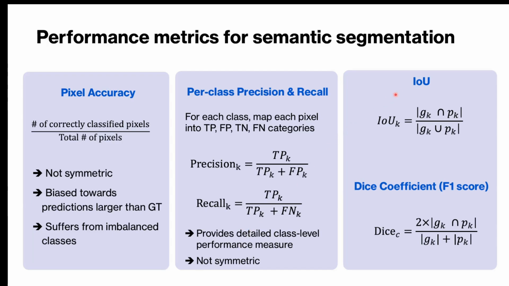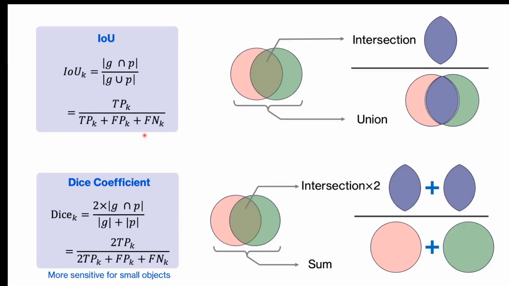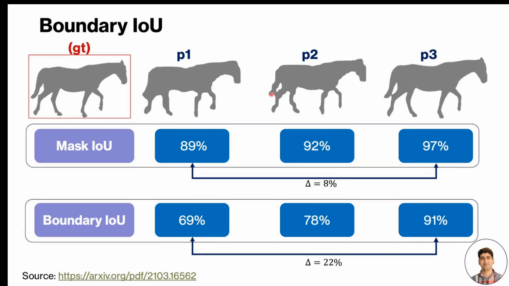There are two symmetric measures known as IOU and dice coefficients. So to understand IOU and dice coefficient and their differences, IOU is intersection over union, so that means this area, the area of intersection divided by the union area between ground truth and predictions. Whereas in dice coefficient, we divide the intersection times 2 divided by the sum of ground truth segment area and the prediction segment area.